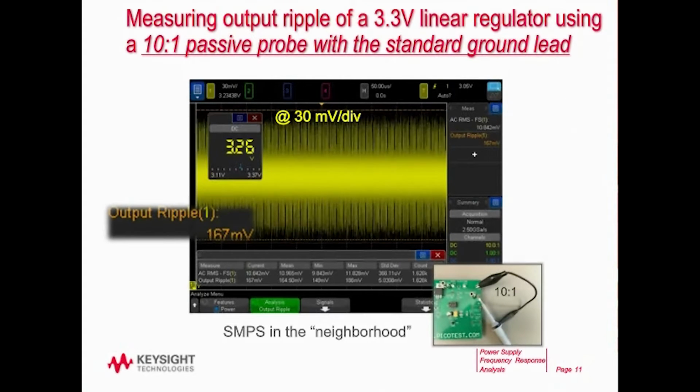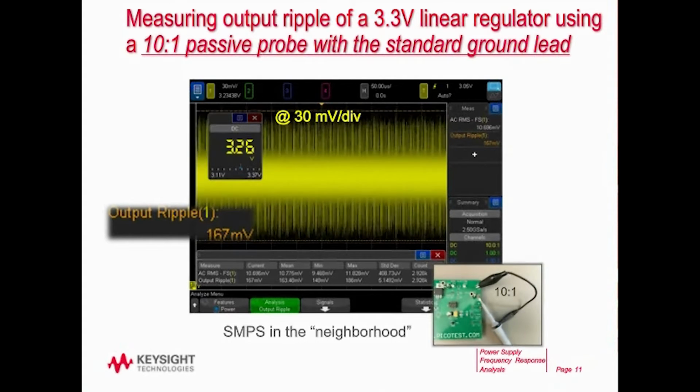So let's take a look at some actual output ripple measurements using various probing techniques. We're going to start with the worst probing technique. What I'm measuring here is the output ripple on a 3.3 volt linear regulator. I'm using a 10-to-1 passive probe, and I'm using a standard ground lead like you can see in the picture in the lower left. And in the left side of the screen here, you can see I've expanded the output ripple measurement, which is basically just a volts peak to peak, and it's measuring 167 millivolts peak to peak.